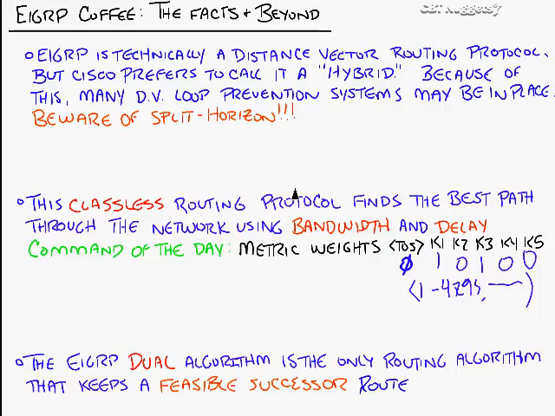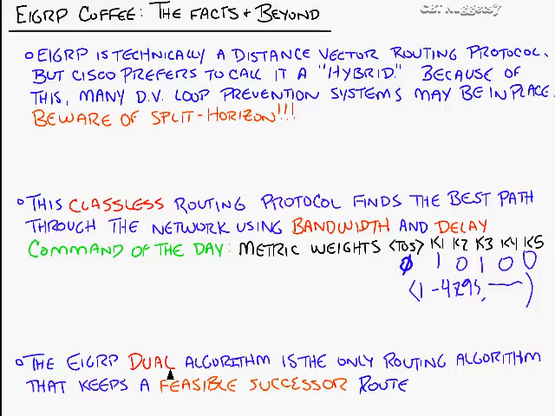But that is how you can adjust your K value, something I've been trying to find for years. Finally, EIGRP's DUAL algorithm is the only routing algorithm that keeps a feasible successor route. First off, DUAL stands for Diffusing Update Algorithm. What is it? A marketing term, in my opinion.